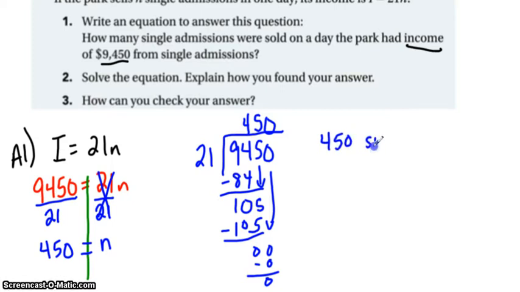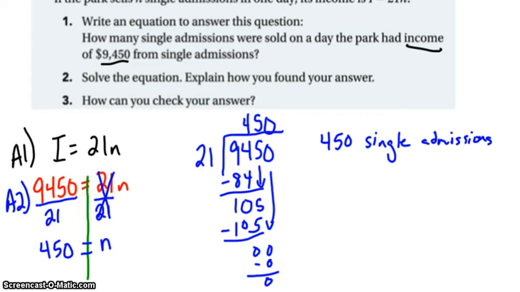which means for A1 that they had 450 single admissions. Okay, which means in order to get an income of $9,450, 450 people had to go to the park. So this would be A1, the equation. Technically, this was answering A2. It said to solve the equation, explain how you found your answer. We found it through dividing both sides by 21 to get the n.